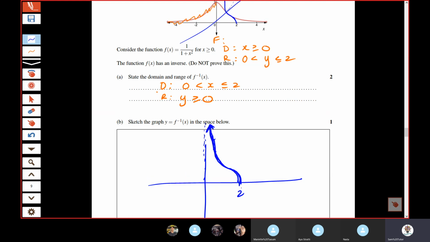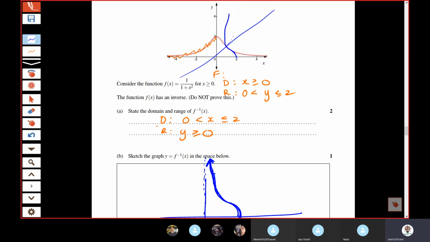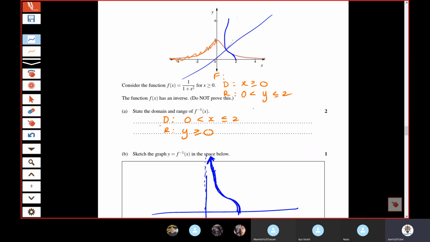There it is. It's between 0 and 2, and y is greater than or equal to 0. But I think you guys can probably see even better when I drew it up here. So it's got to be exactly symmetrical to that. All right. Any questions there? Okay. Next.